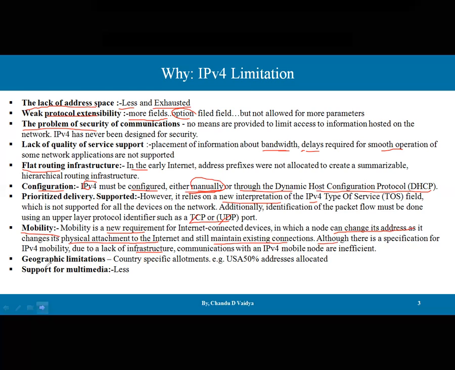These are the limitations. Then geographic limitations are available. If you talk about any country, let's say USA, most of the addresses are allocated to that particular country. So country-specific allotments are available. So others have to wait and cannot get the addresses. And then it supports multimedia.